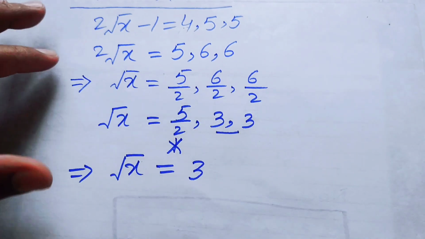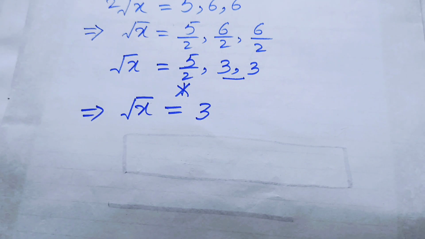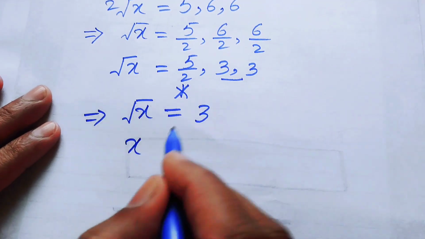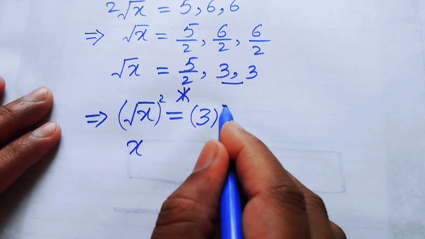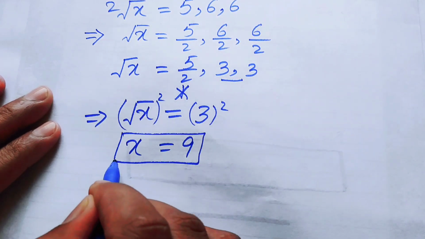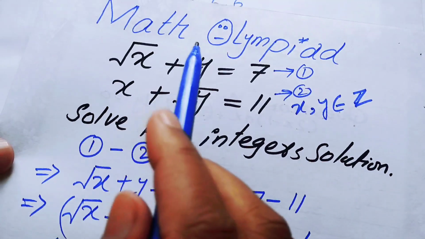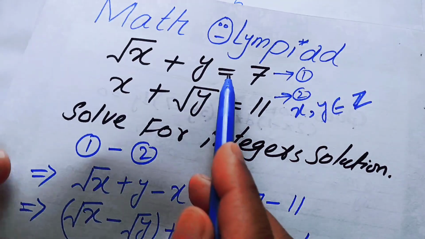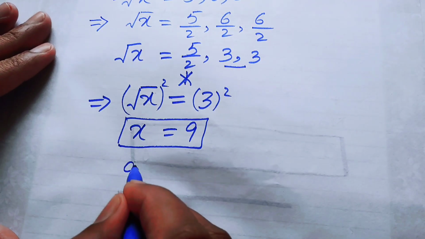In order to find the value of x, we take the square on both sides, so we get x is equal to 9. And now we can put the value of x equal to 9 in equation number 1. So this is equation number 1, square root of x plus y is equal to 7. Now we can substitute the value of x in equation number 1.